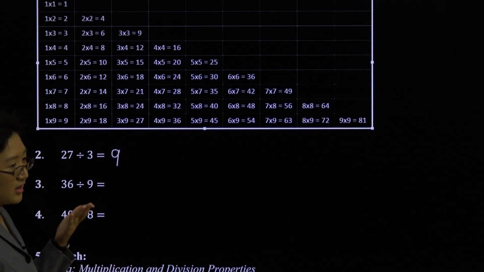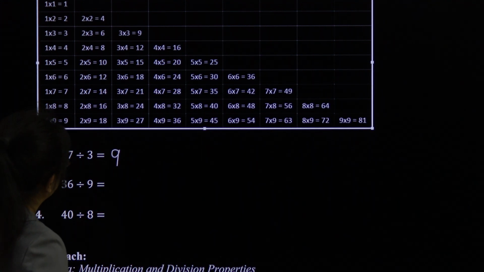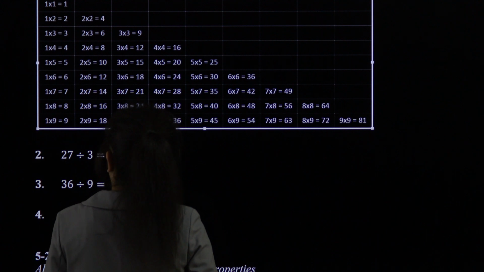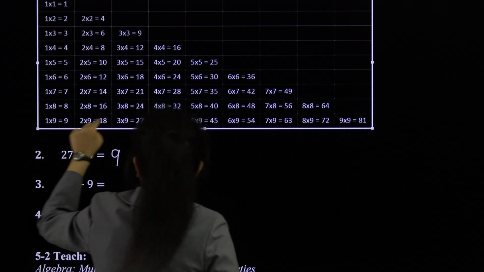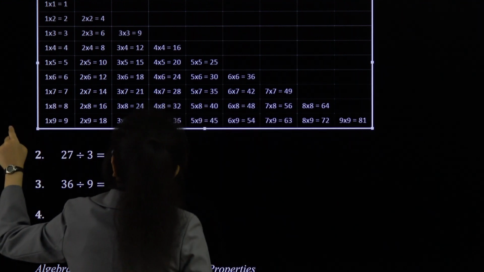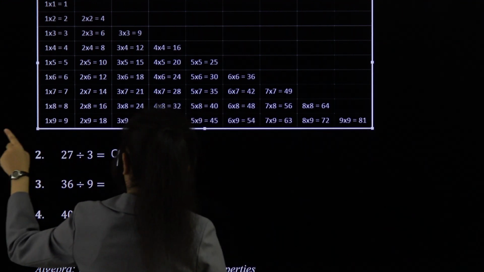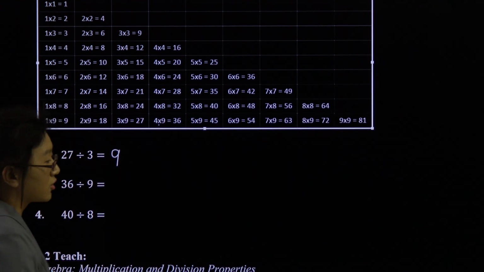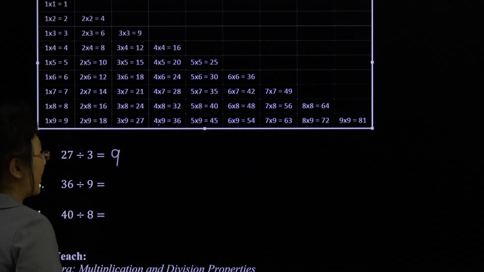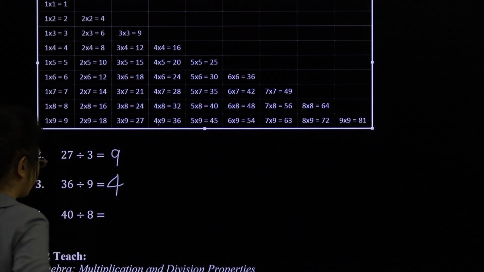Now we have 36 divided by 9. We look at everything with 9, and then we see 9 times what, or what times 9, equals 36. And we get 4 times 9 equals 36. So 36 divided by 9 equals 4.